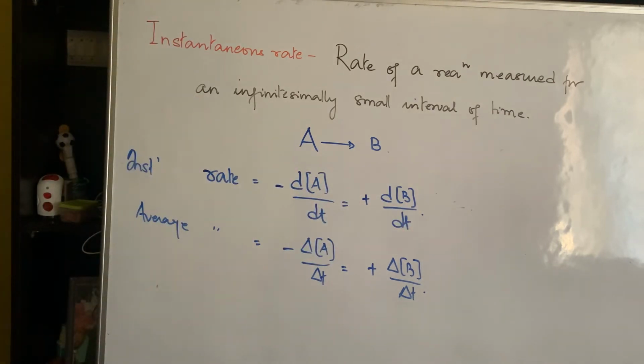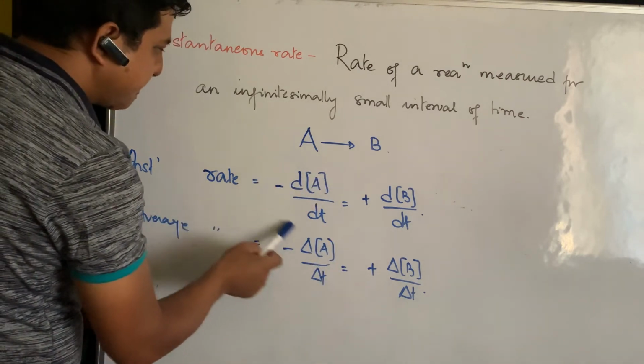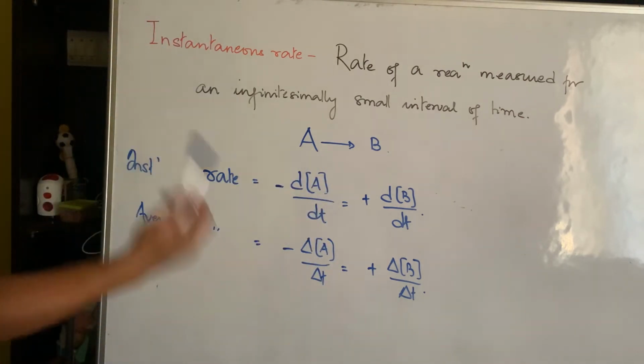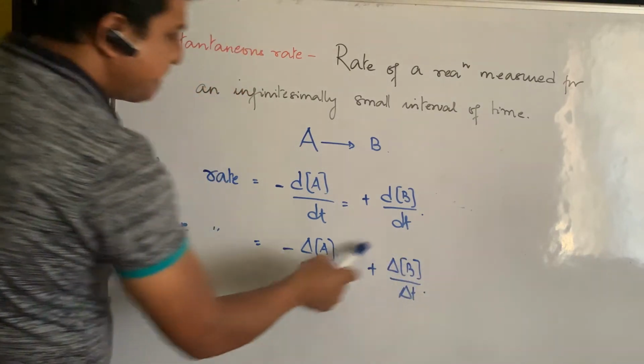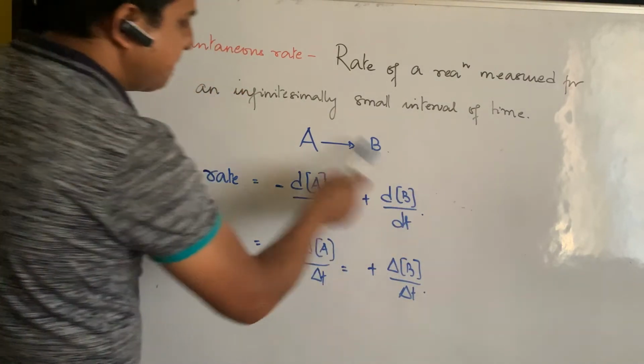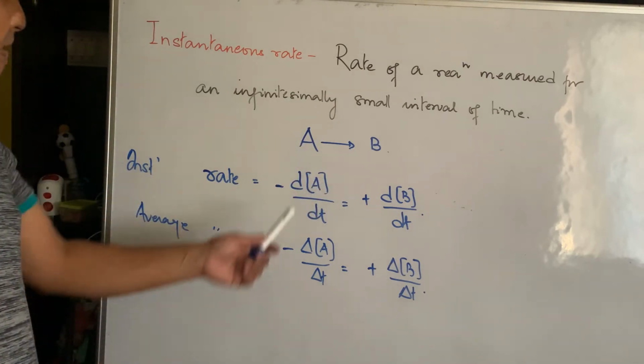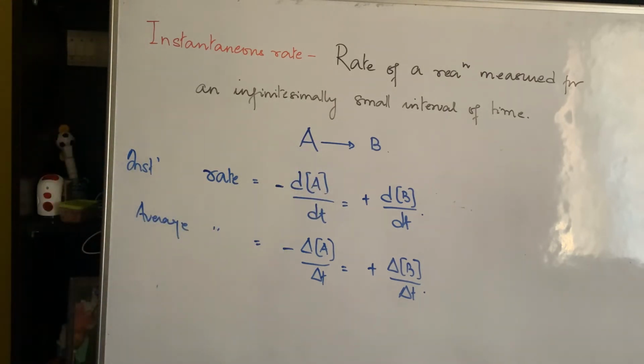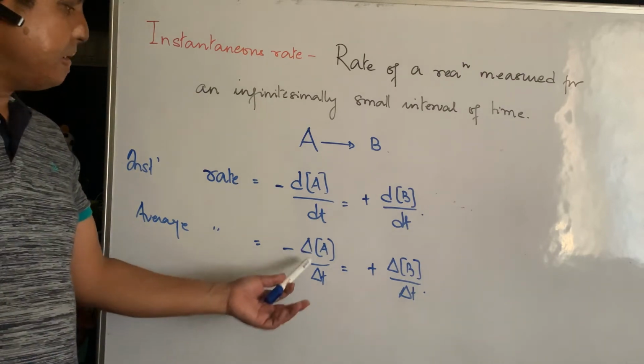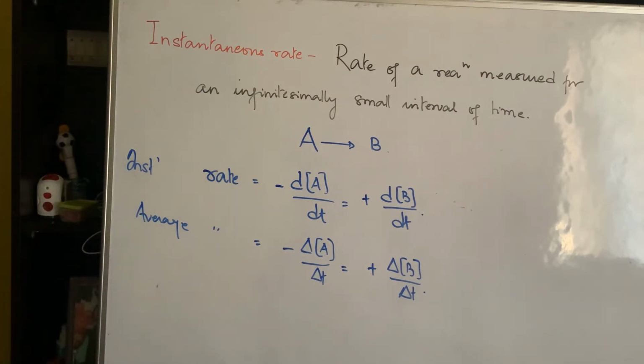Earlier we had said this is the rate of disappearance of A. So here also this will represent the rate of disappearance of A. We had said this is the rate of appearance of B. So here also this is the rate of appearance of B. Everything else is the same, just the symbol. Whenever you see this symbol, that means we are talking about instantaneous rate. And whenever you see this symbol, that means you are talking about the average rate of a reaction. So that's the difference.